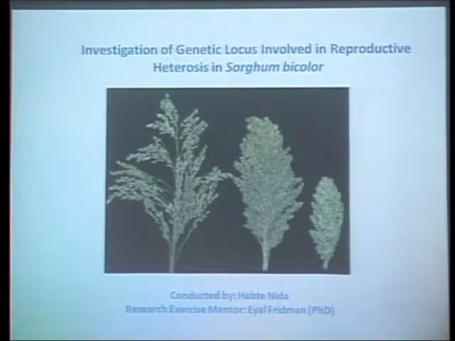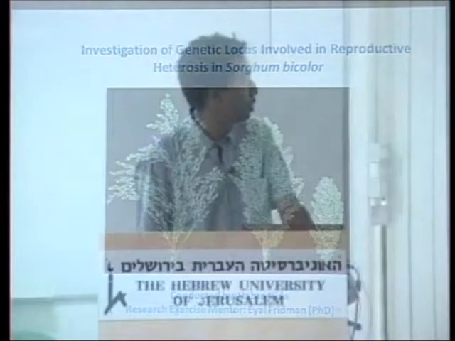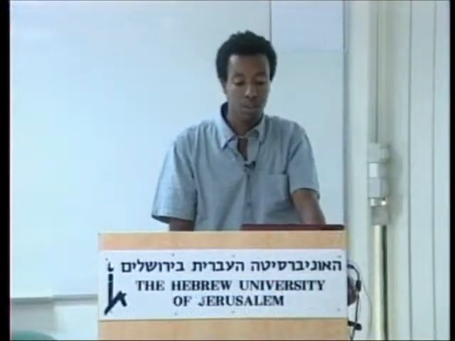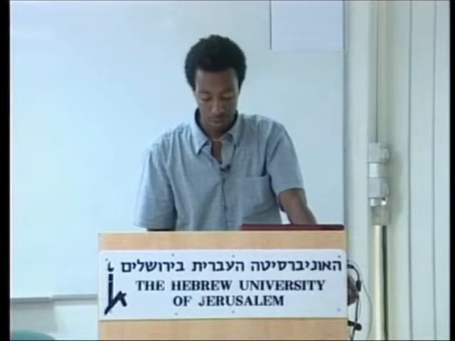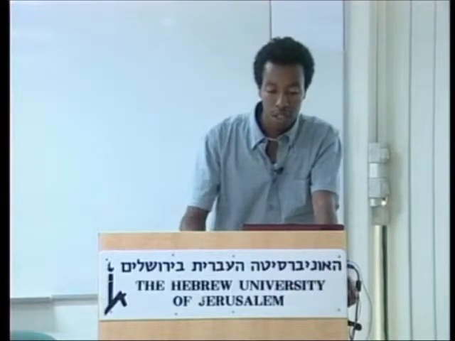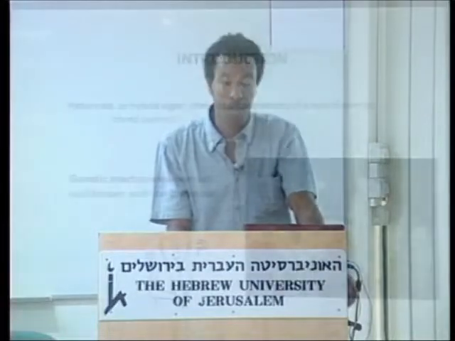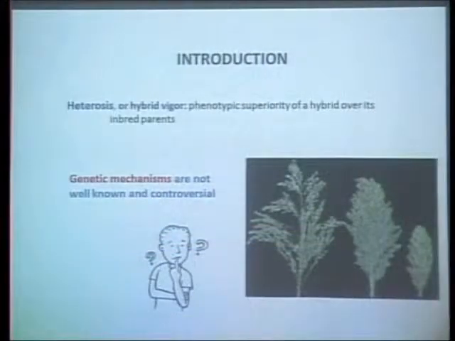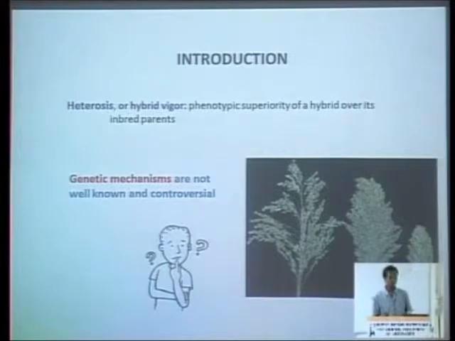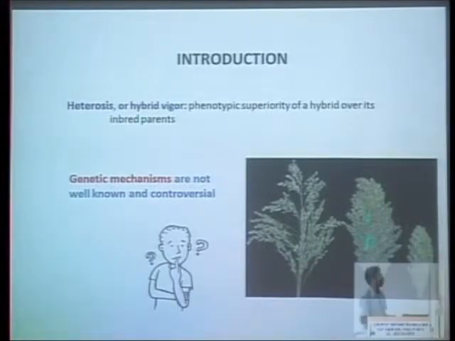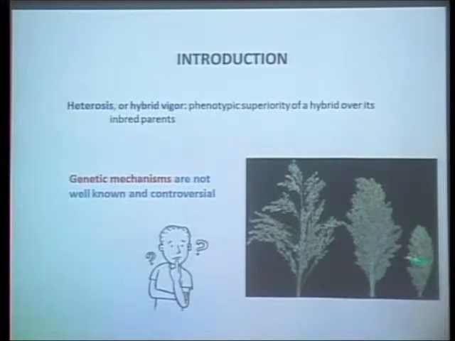Sorry. So again, the title of the presentation is displayed here: Investigation of Genetic Locus Involved in Reproductive Heterosis in Sorghum bicolor. To define heterosis or hybrid vigor, it is the phenotypic superiority of a hybrid over its inbred parents. This picture was taken from our experiment this season. The plant in the middle is a hybrid, and this one is one of the parents and the other parent. So you see here clearly the variation between these three genotypes.